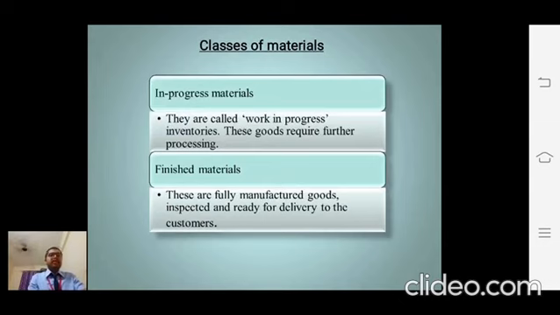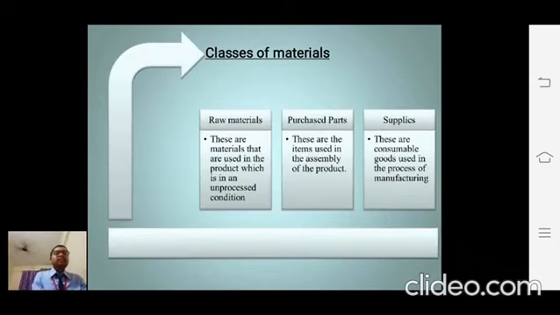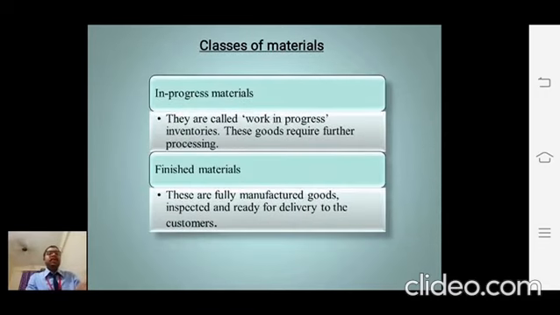Classes of material. Classes of material divide the materials into two parts: in-progress material and finished material. Whatever we saw before, here I want to differentiate the material depending on the phase the materials are going through, and depending on their progress. There are two types of material: in-progress material and finished material. It is the same as the name suggests.